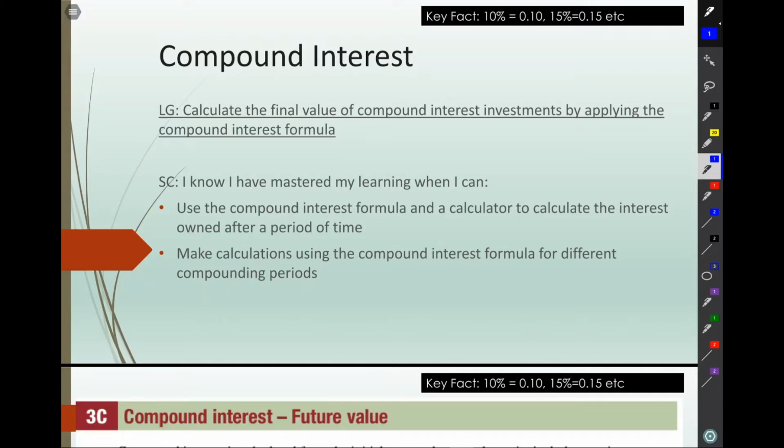This time we're talking about compound interest, the second type of interest that we need to look at. Our goal today is to calculate the final value of compound interest investments. So if I'm depositing a certain amount of money at a certain interest rate for a certain amount of time, how much am I going to have left if we're dealing with compound interest? And just like simple interest, we have a formula for this. We have a compound interest formula.